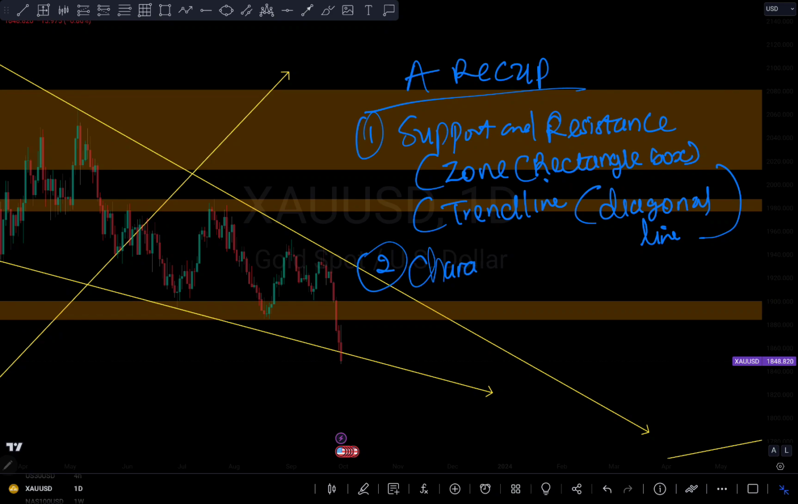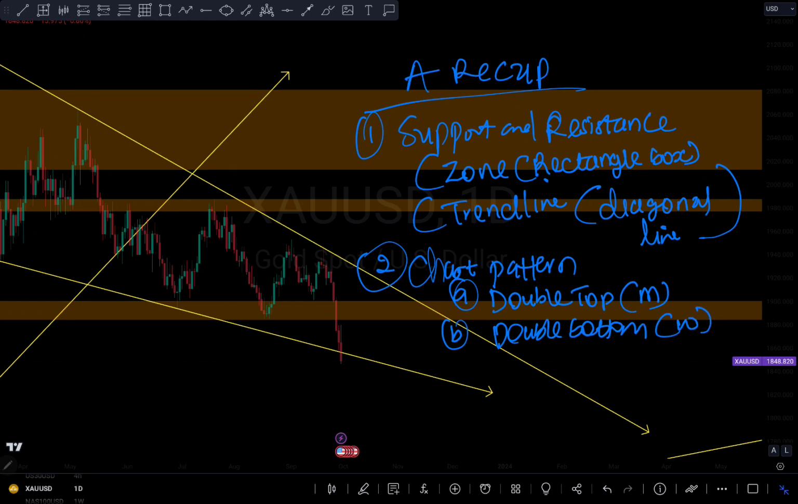chart pattern, and most of the time the chart patterns I use are the double top, which is the M, and the double bottom, which is the W. Another one that is current is the ascending pattern, which is this pattern. You come here, push up a little bit, then continue to push to the downside.